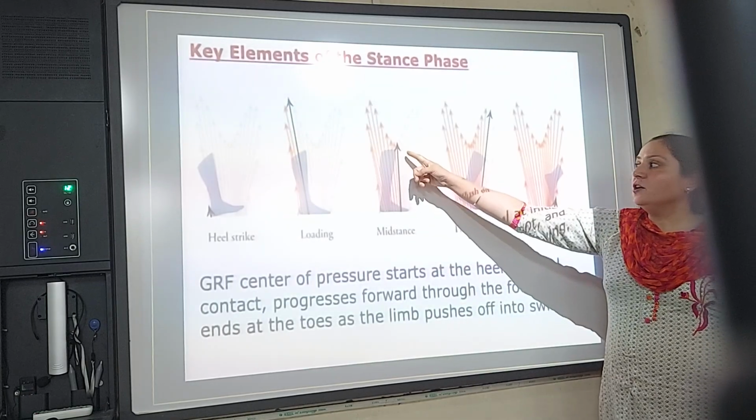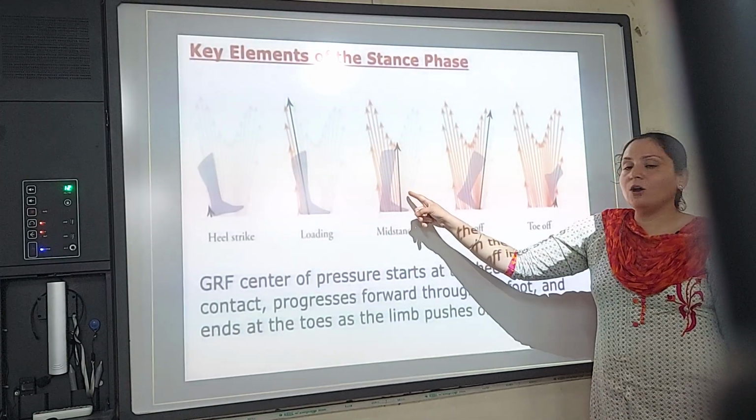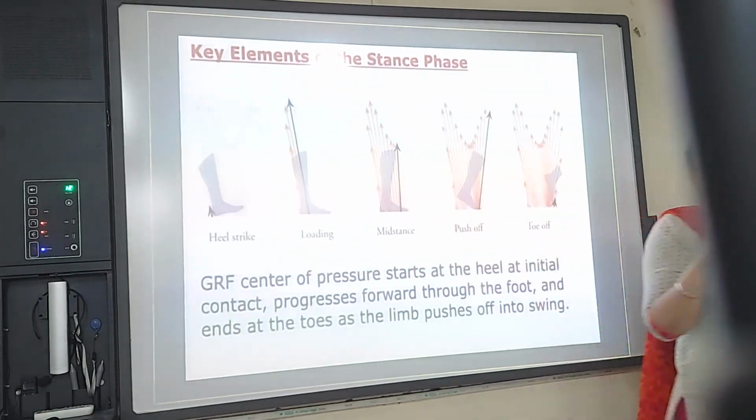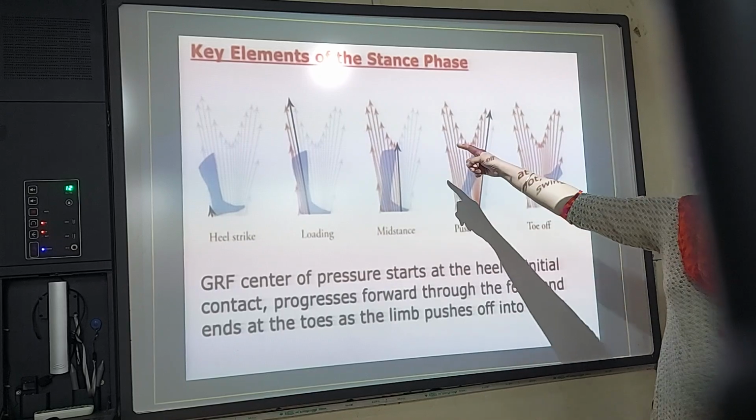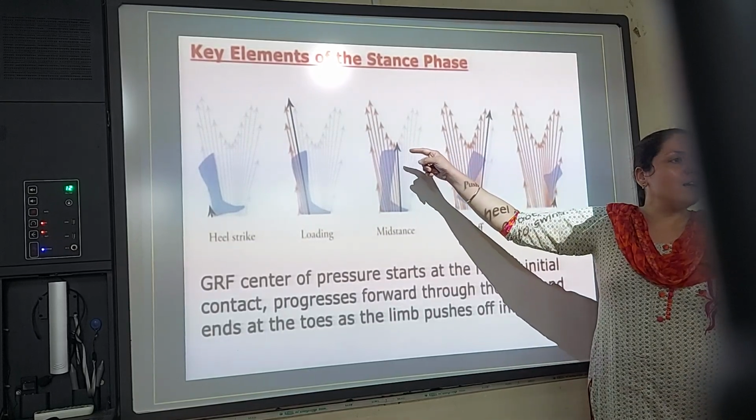Now when you come to the mid stance, it has already crossed the center of the foot, and here you see this is much smaller than this. At mid stance, remember, there is a drop in the ground reaction force. Why? Because it is below our body weight.